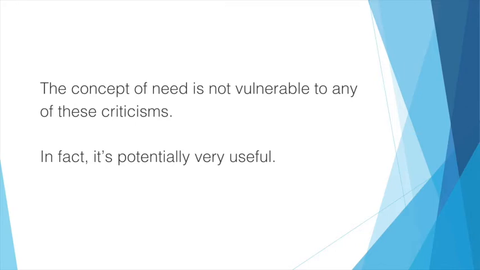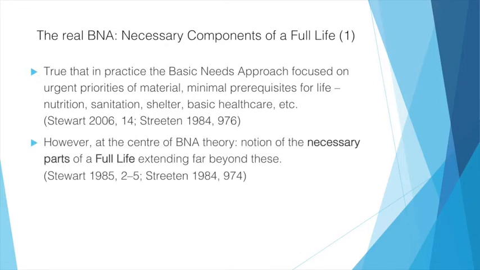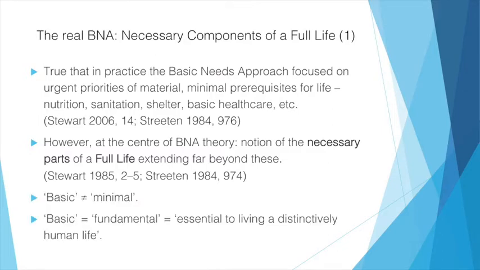Even so, Sen's critique is inaccurate even about its immediate target, the basic needs approach. It's correct about the urgent priorities of the basic needs approach in practice, because it was focused on delivering instrumentally necessary goods, namely the minimum material requirements for human life. However, the theory behind the basic needs approach is much richer than its early practice. Although the term basic might only suggest minimal, this isn't how it's intended. What is intended is more like fundamental, in the sense of essential to living a distinctively human life.